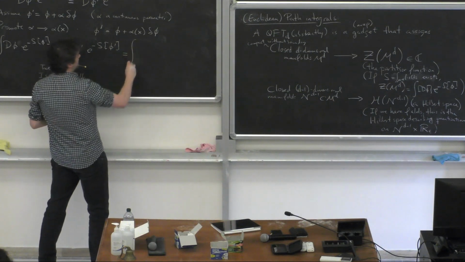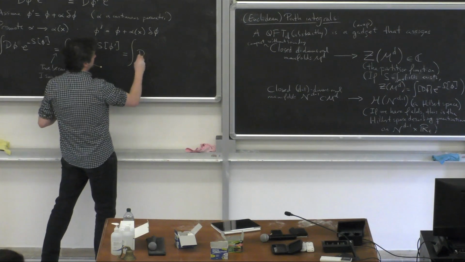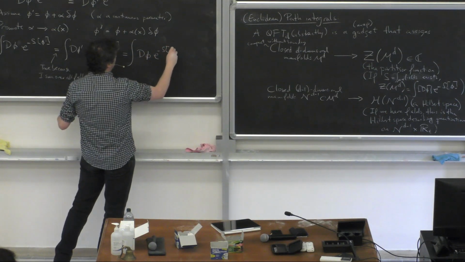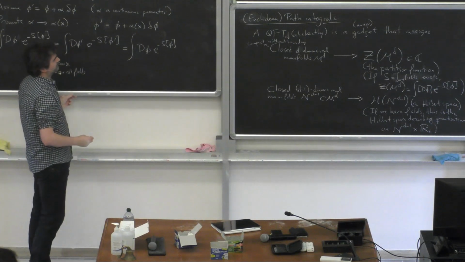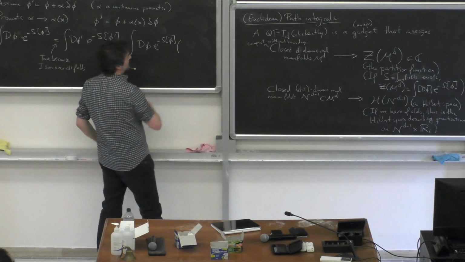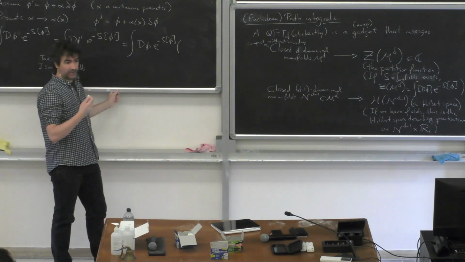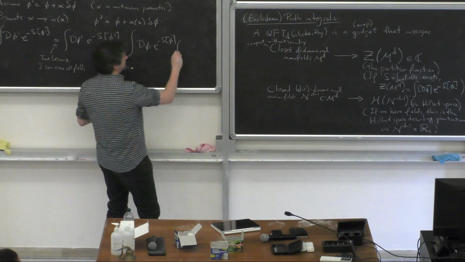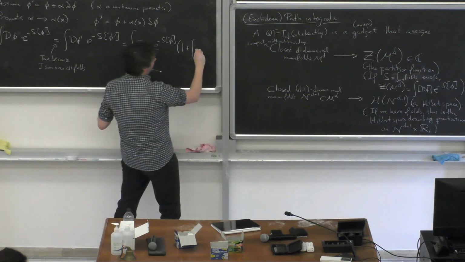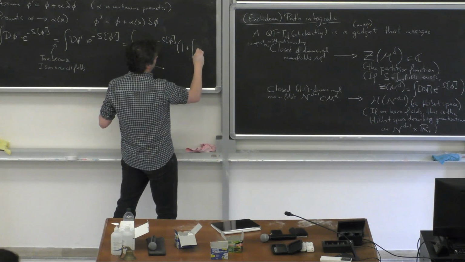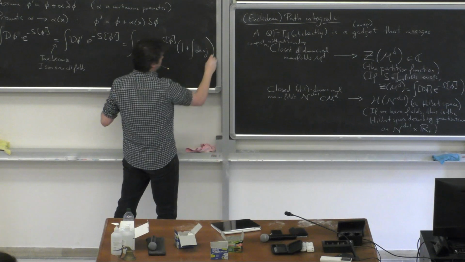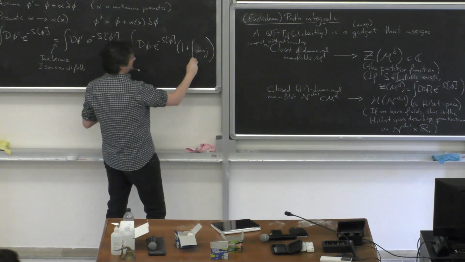So it must be the case that this is the integral of d phi e to the minus S of phi times something that is the identity whenever alpha is constant. So this has to be of the form integral of d alpha, which something, I'm going to call that j, over your four manifolds.